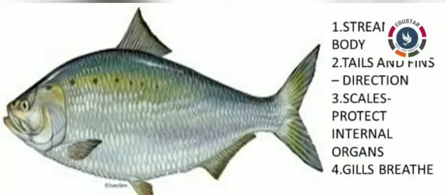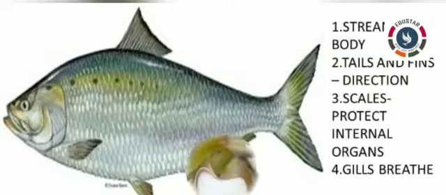Do you know what is meant by a streamlined body? The center part will be broader and the two ends will be tapered. The scales protect the internal organs and gills help to breathe. Understood the adaptation of fish?